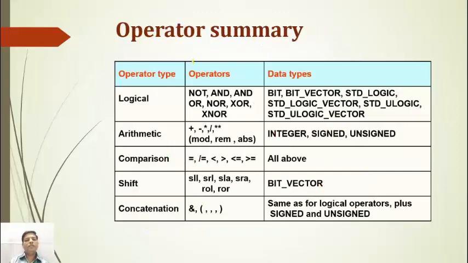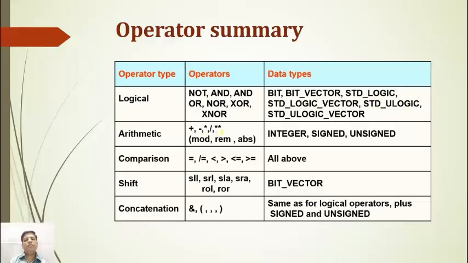Operator summary. Here, whatever operators we saw earlier, logical, arithmetic, comparison, shift and concatenation, for those we have made a table of operator type, operators and data type. Logical operators, not, and, or, work on bit, bit vector and std_logic_vector.